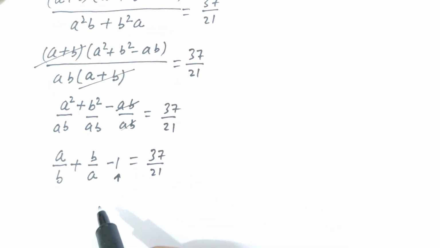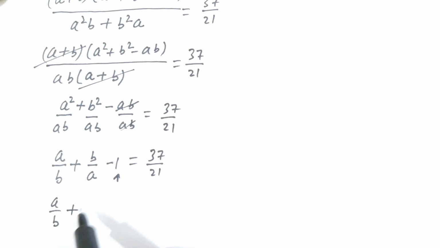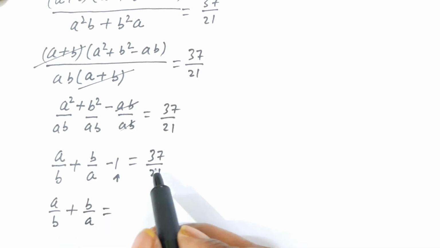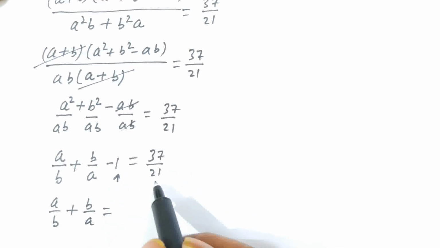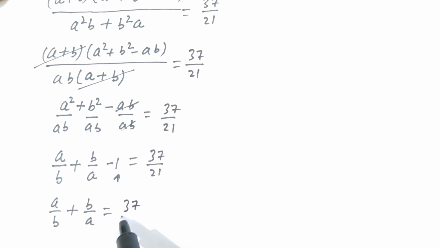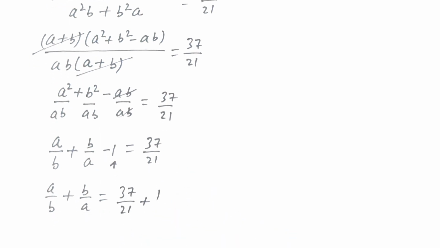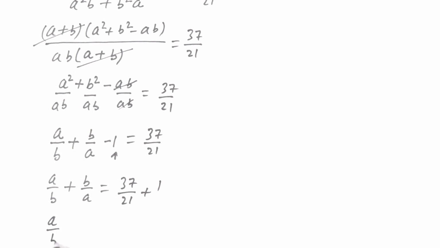Now here this is negative 1. If we take it to the right hand side, then this is positive 1, so 37 divided by 21 plus 1. Then here in left hand side is a divided by b plus b divided by a, and if we add 37 divided by 21 plus 1, then we get 58 divided by 21.